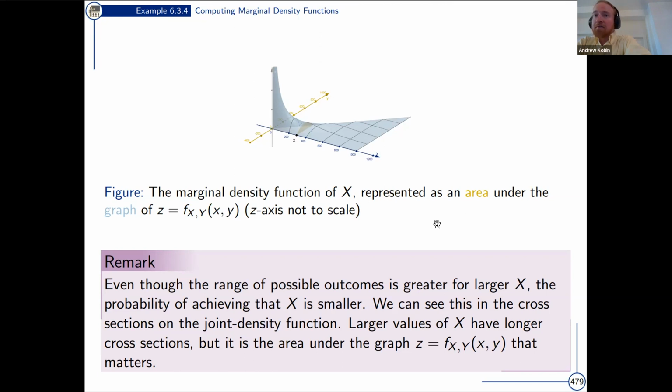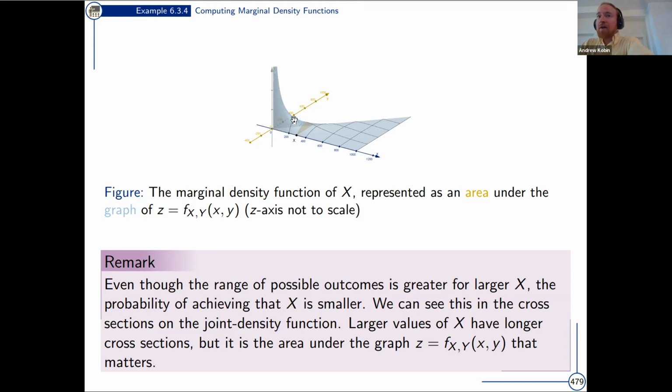And given those possible y values, we have a range of possible outcomes, but the total area of that cross section over those y ranges, shown here as this little gold sliver at this fixed x value, that total area is the output of the marginal density function just for x. So even though the range of possible outcomes in the previous problem was larger for x, the probability of actually achieving that x is smaller. And we saw that in part C, we interpreted that the probabilities decrease as x goes up.